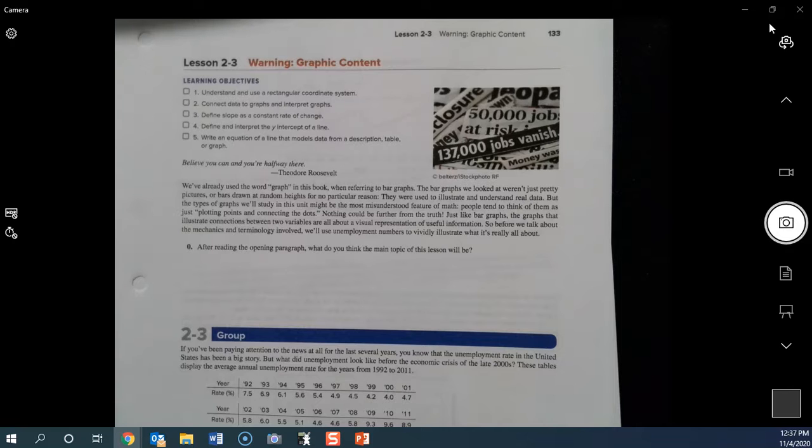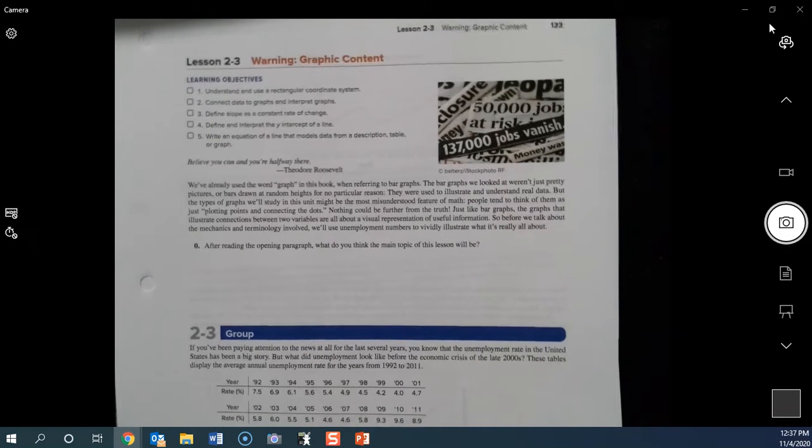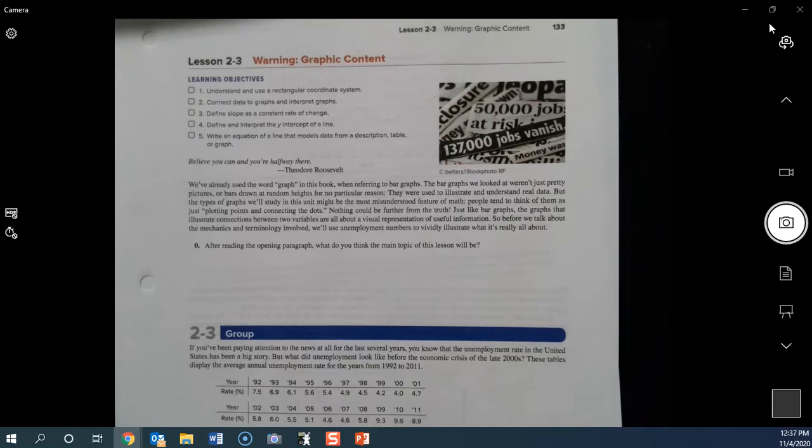And our lesson is titled Warning Graphic Content. Now, the reason why I'm starting 2.3 is because there's a bit of graphing here. And I think by us getting an earlier start today, we will be able to finish up 2.3 in totality tomorrow. Now, it says our learning objectives are to understand and use a rectangular coordinate system to connect data to graphs and interpret graphs, to define slope as a constant rate of change, to define and interpret the y-intercept of a line, and to write an equation of a line that models data from a description, table, or graph.